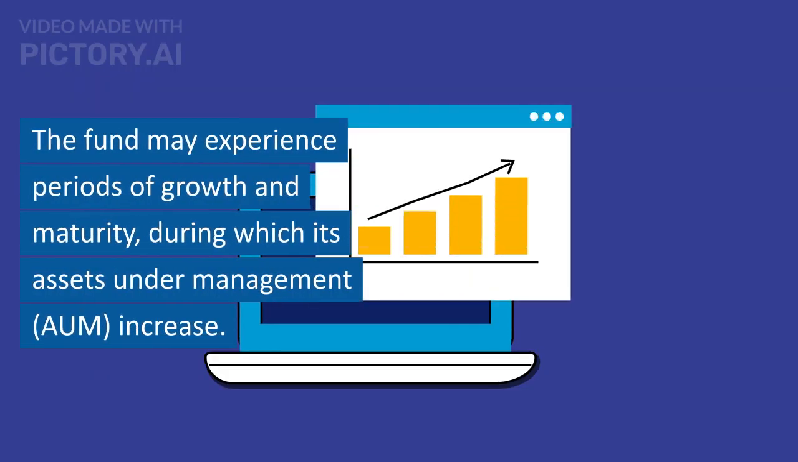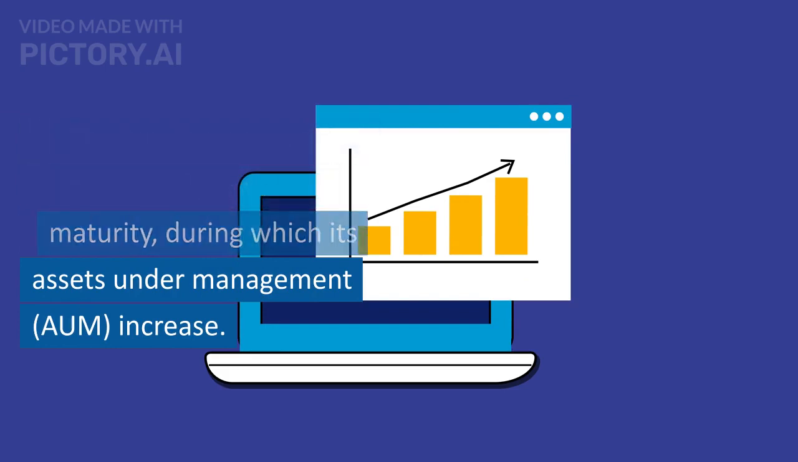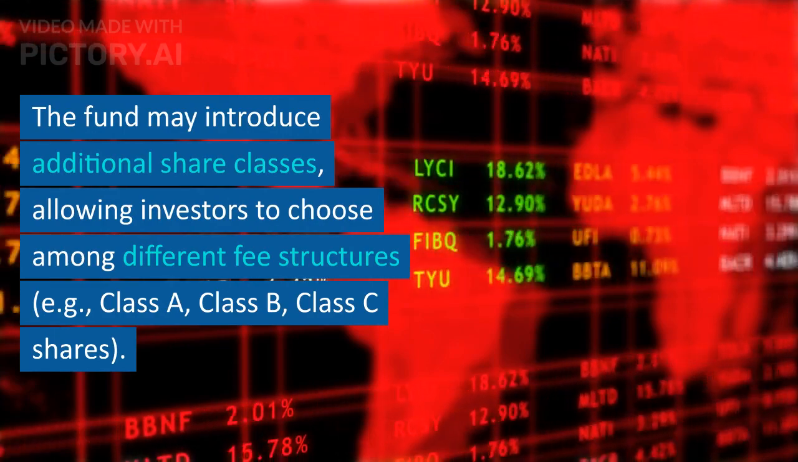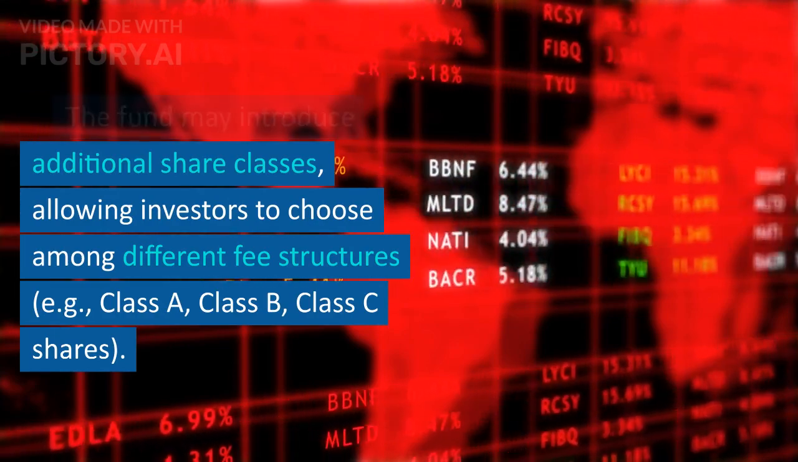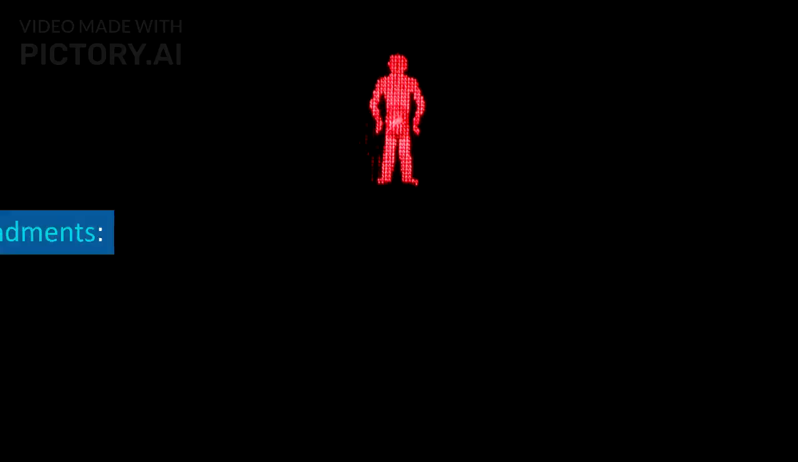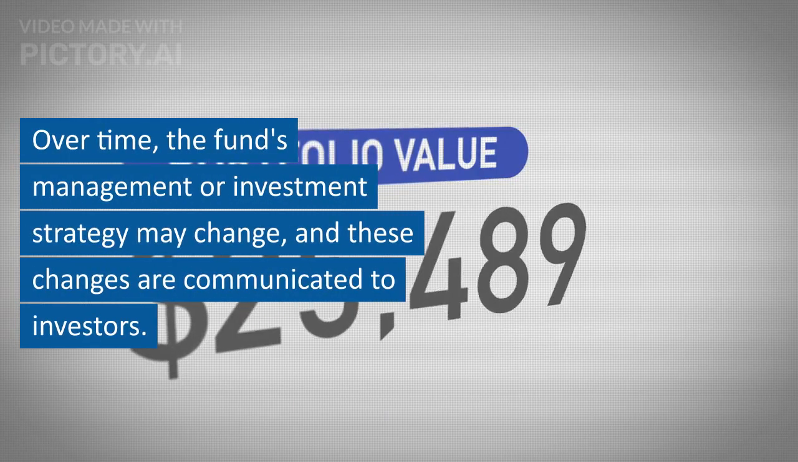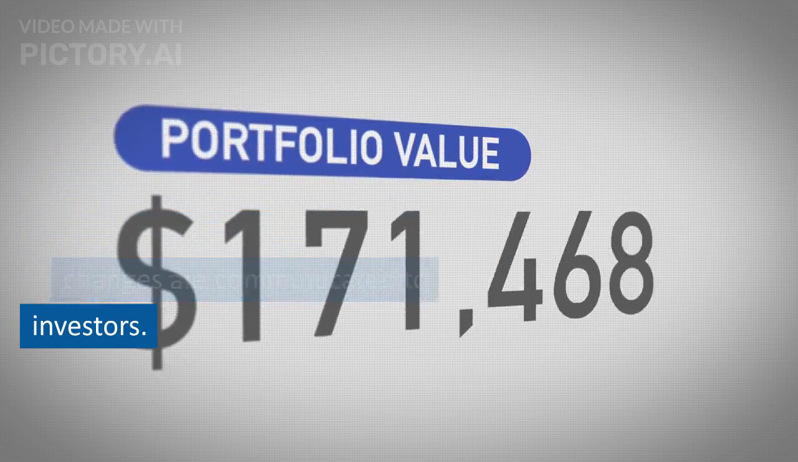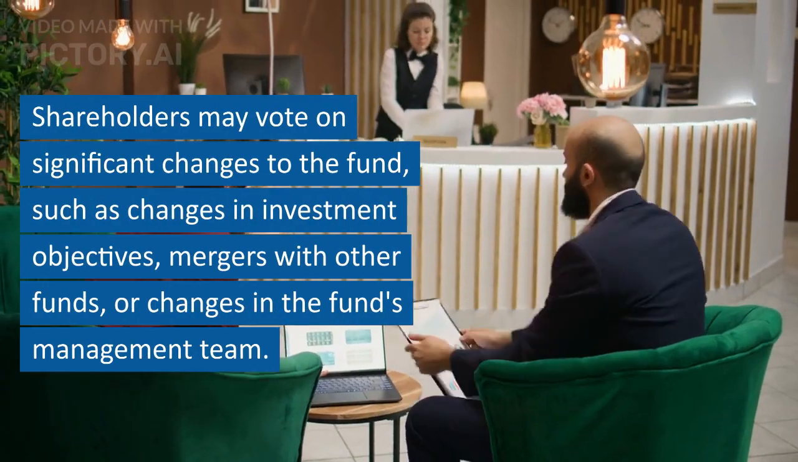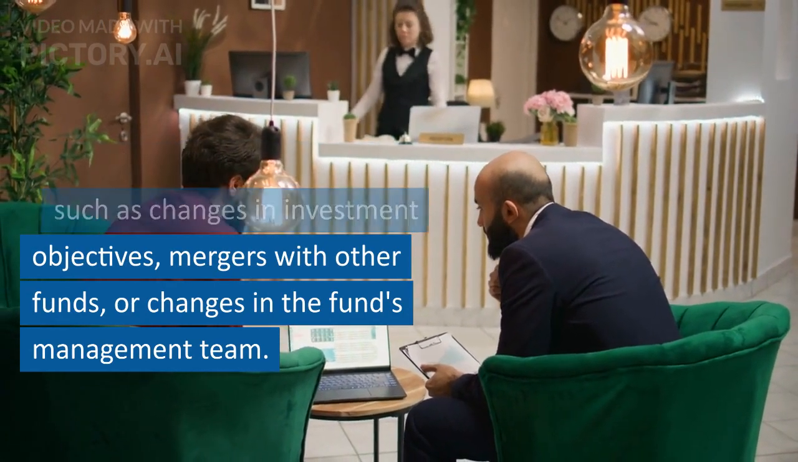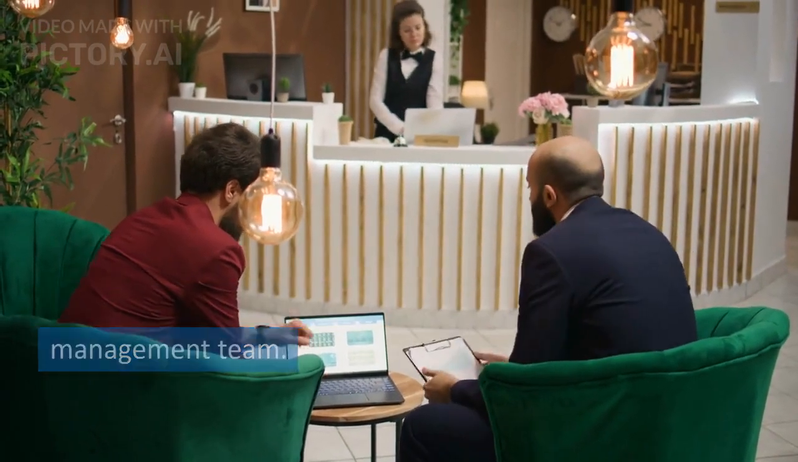Growth and maturity. The fund may experience periods of growth and maturity, during which its assets under management, AUM, increase. The fund may introduce additional share classes, allowing investors to choose among different fee structures, e.g., Class A, Class B, Class C shares. Changes and amendments. Over time, the fund's management or investment strategy may change, and these changes are communicated to investors. Shareholders may vote on significant changes to the fund, such as changes in investment objectives, mergers with other funds, or changes in the fund's management team.